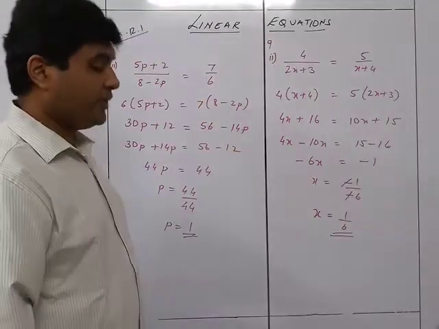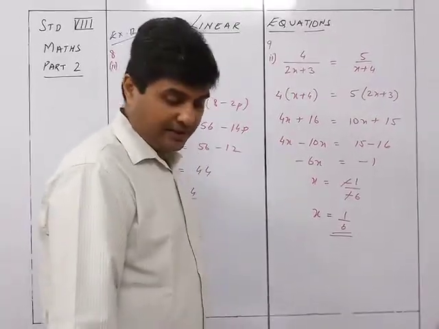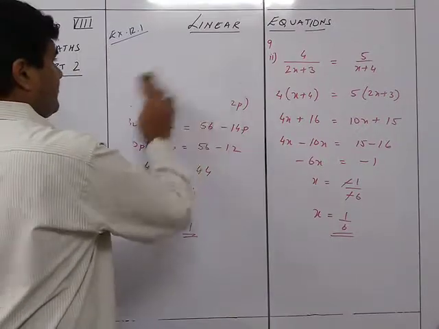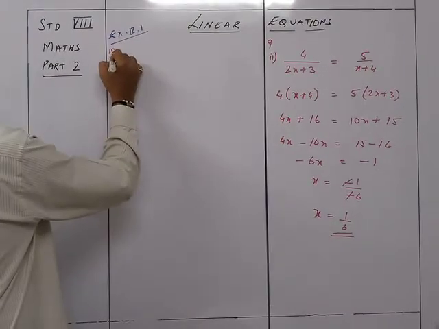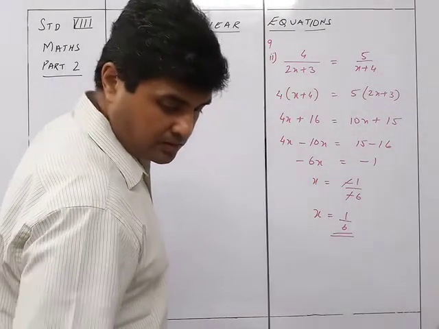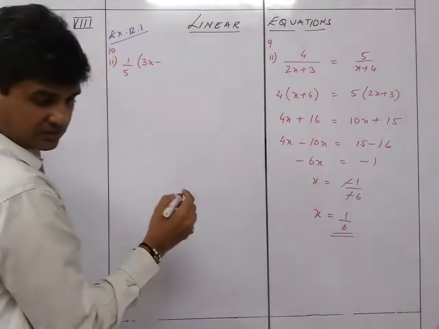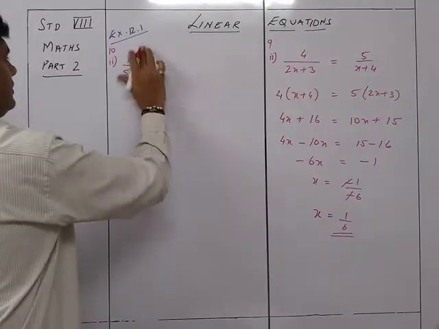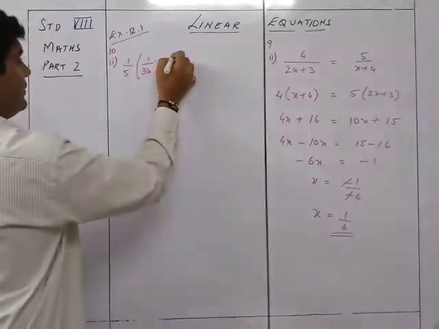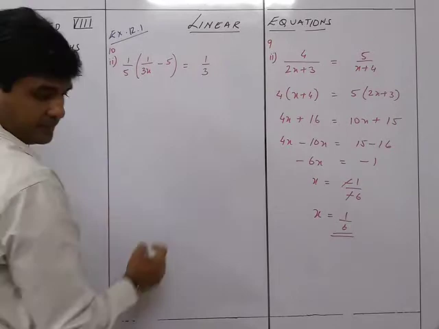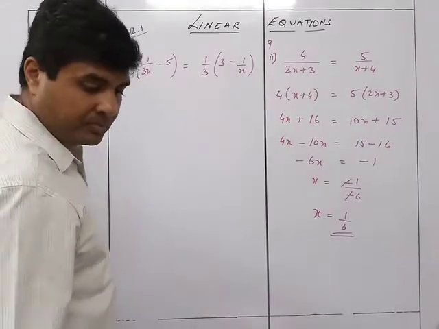Okay. That was sum number 9. We now move on to sum number 10, second part. The sum is 5 upon (3x minus 5)... 1 upon (3x minus 5) is equal to 1 upon 3 minus 1 upon x. Okay.